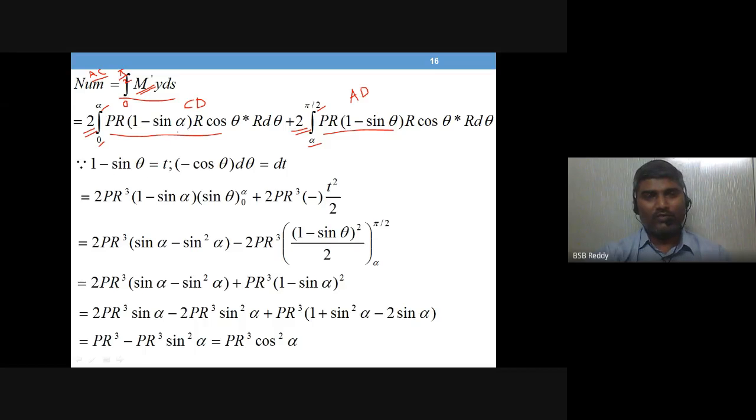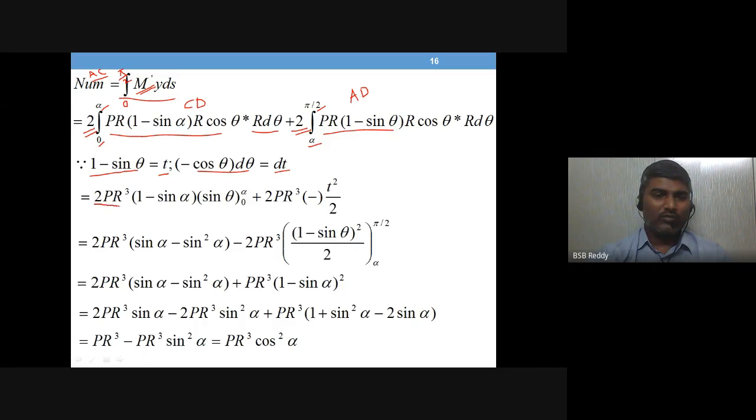Right. So to proceed for the integration, again the substitution method: 1 minus sine theta, we will assume it is t. Then differentiating both sides, 1 is 0, minus sine theta differentiation, cos theta d theta, and t is dt. So PR into 1 minus sine alpha into, now what is r d theta into r cos theta. So PR into r and r.